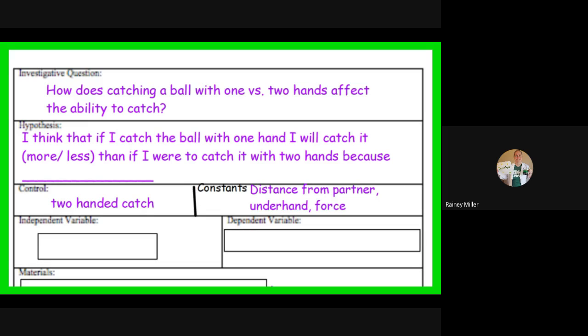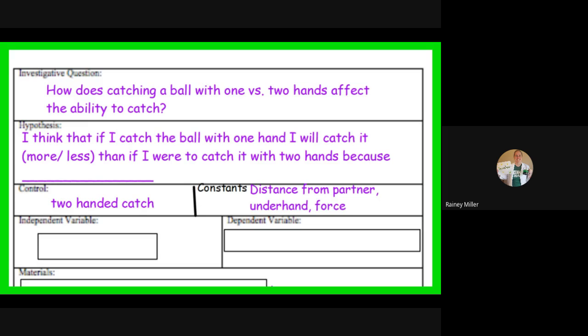Can you think of any other constants, things you're going to have to keep the same? If we were talking about testing outside, we'd have to make sure that the weather is the same, like the amount of wind and everything else. So, there's a lot of things to try and keep the same.